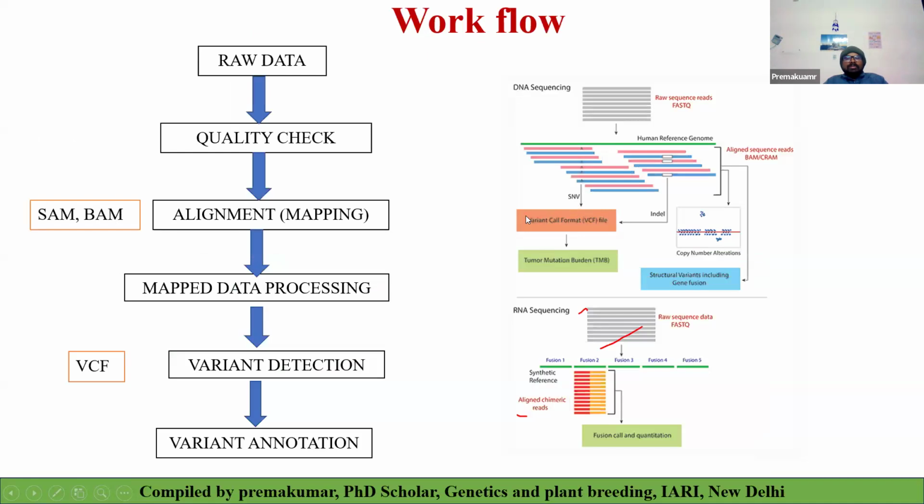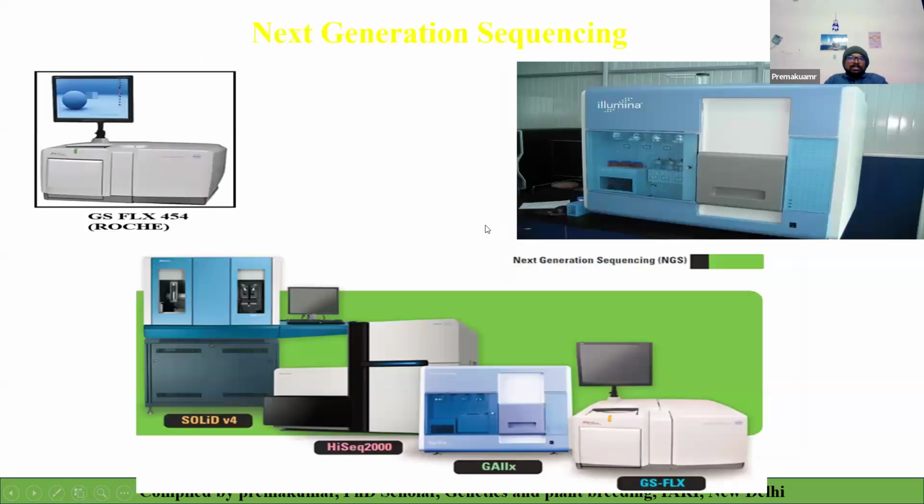Then based on variant calling, we can generate a VCF file. Then you can do annotation, functional annotation, structural annotation. Then you go for a database. This is the general protocol. First, you have raw data in FASTQ files. Then you do quality check based on Phred score, then alignment, then processing, then variant calling, then annotation of that variant. This is how the NGS workflow actually happens.